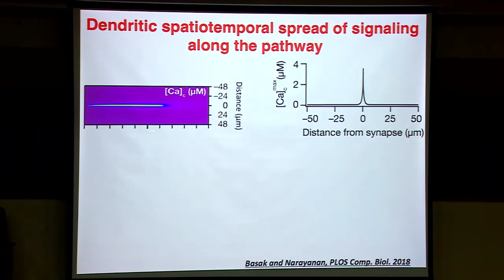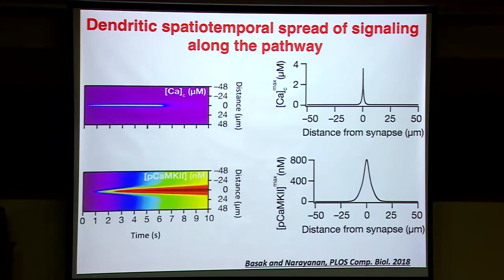So this is the calcium spread. And this is like 50 microns on each side. And you can see that at this point, it's like 3 or 4 micromolar. But it falls pretty sharply. So this is a chymograph again. And you see that it's very, very localized to the central part. But if you look at the spread of the phosphorylated CAMK2, you see that that is much wider than what you see over here because of how the on and off mechanisms work with that.